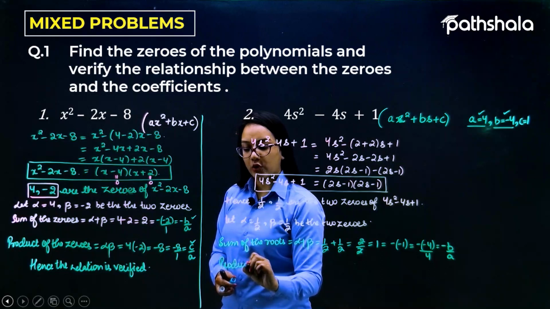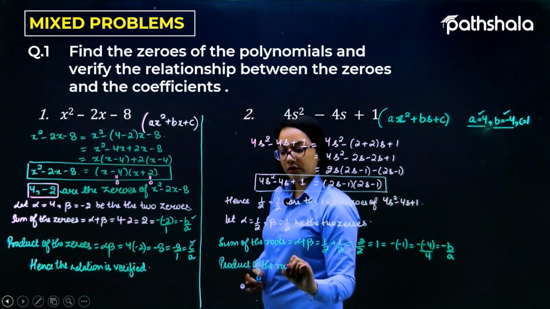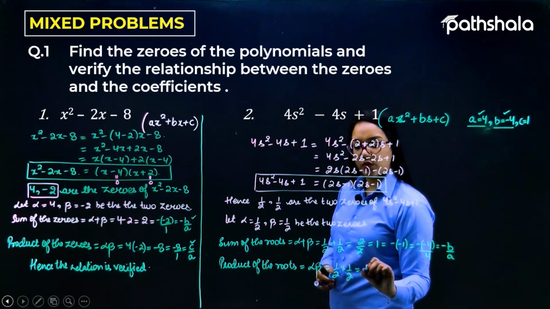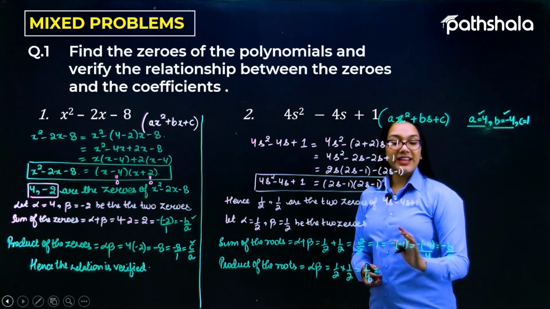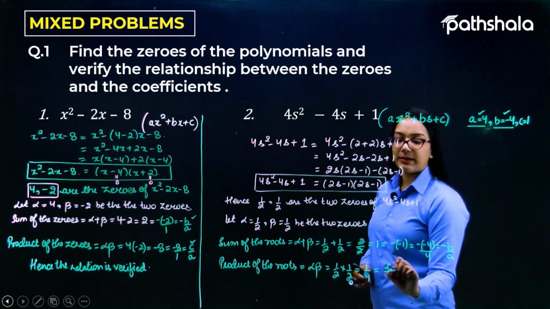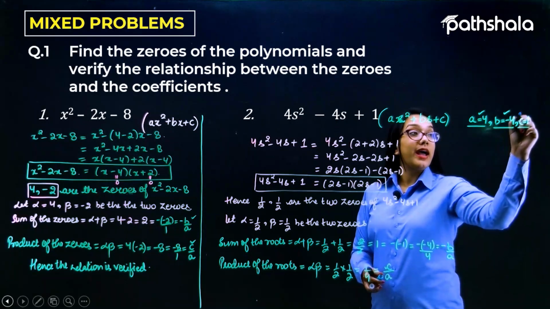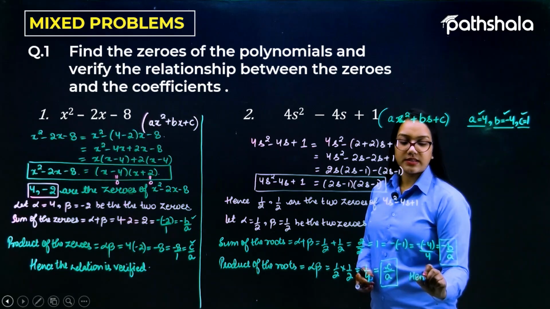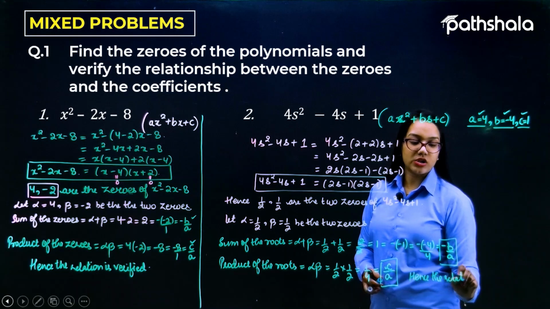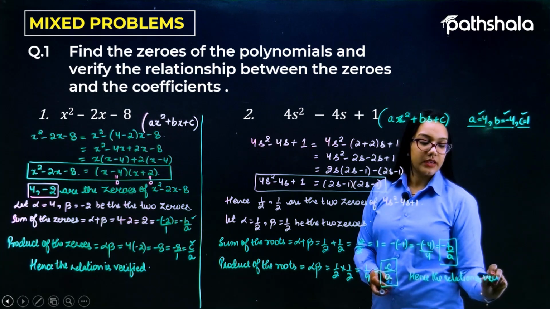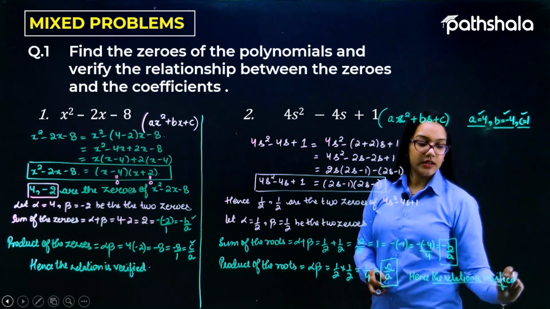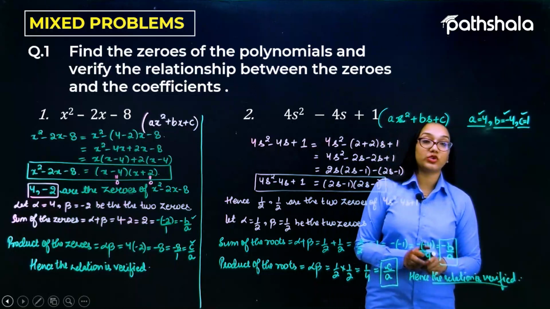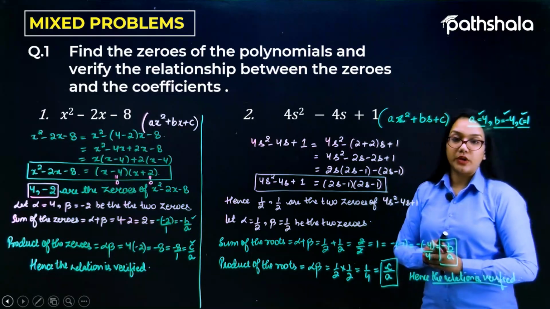Again, let's talk about the product of the roots. The product of the roots is equal to alpha into beta, which is equal to half into half, which is equal to 1 by 4. And further, we can express it as c by a, because the value of c is 1 and the value of a is 4. So hence the relation is verified, that the sum of the roots is equal to minus b by a, and the product of the roots is equal to c by a. So this is all about question number 1.